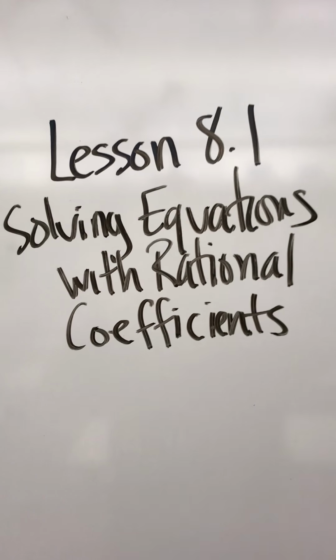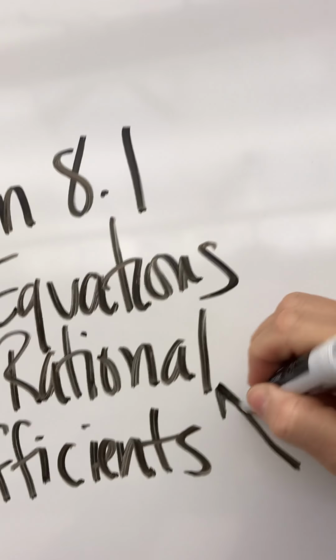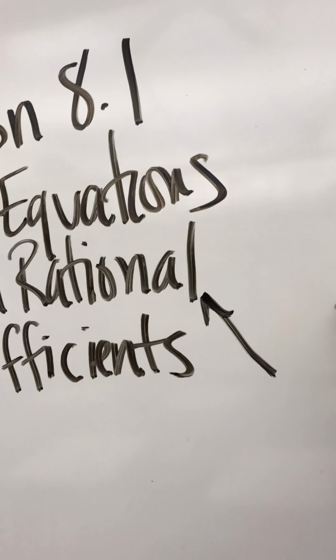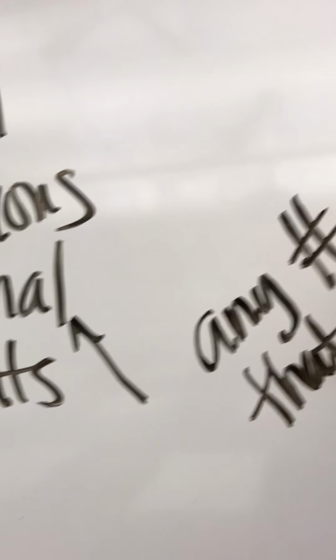So let's see if I can show you kind of what that means. First of all, what does it mean to be rational? Remember, rational numbers are any numbers that can be written as fractions. Cool, so we know what that is, and I'll show you some examples of that.